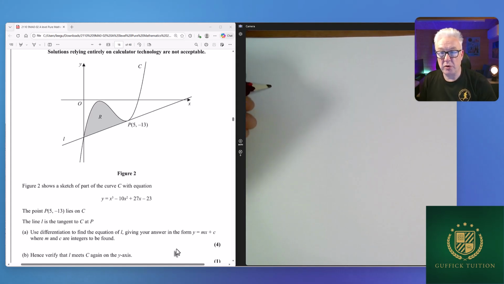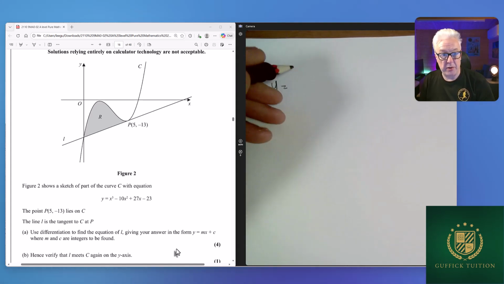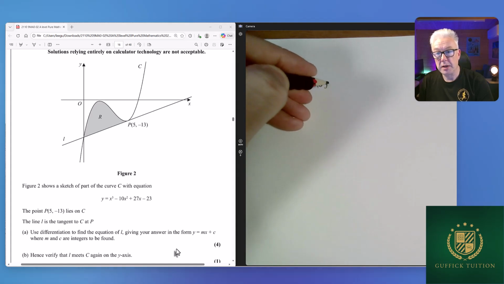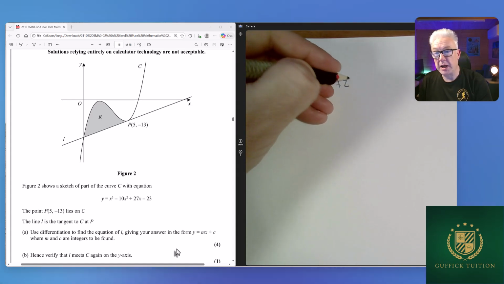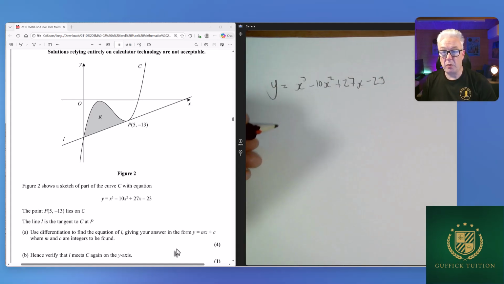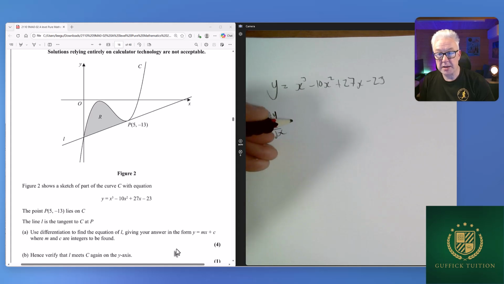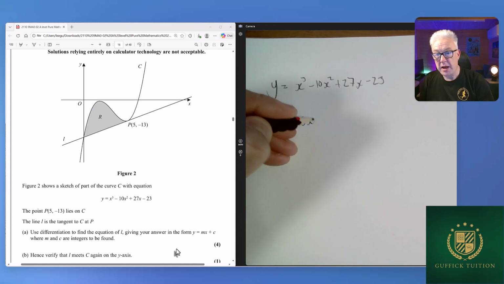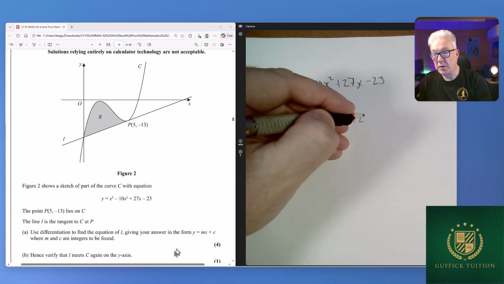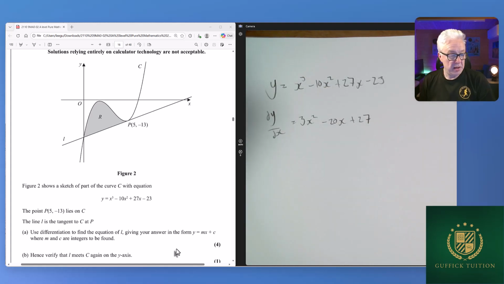Okay, so first of all, we need to differentiate our cubic equation. So let's do that to start off with. Okay, so there's our y equation. So when we differentiate, our dy by dx is going to be 3x squared minus 20x plus 27. Okay, so we've differentiated our equation there.